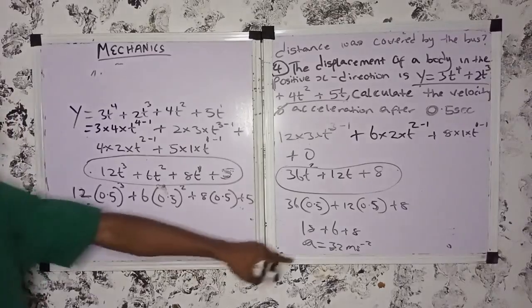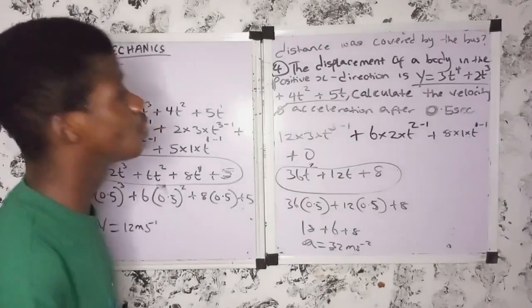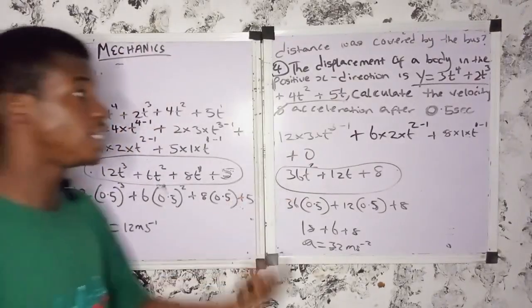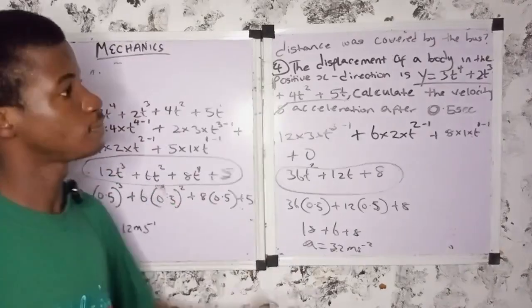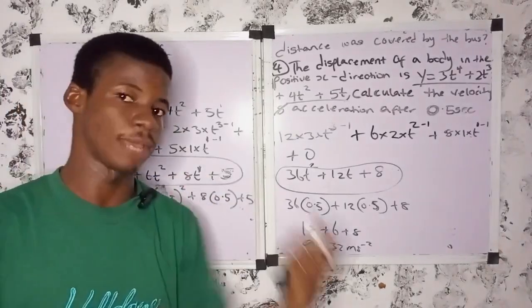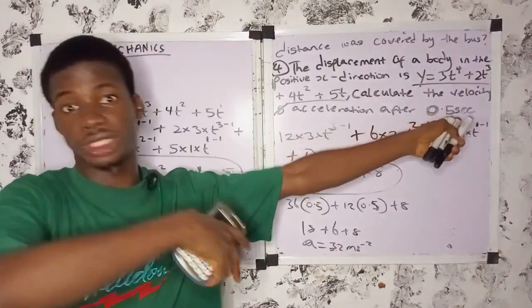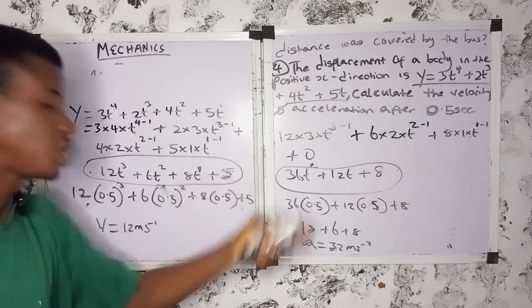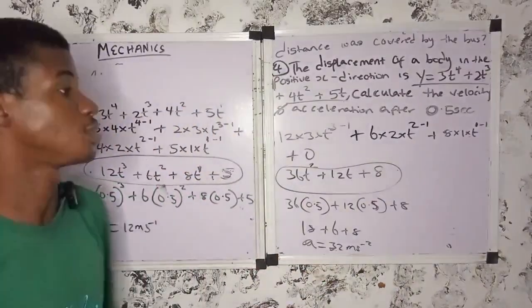So this is the acceleration, this is the velocity. That is how to solve it. Whenever I see any question like this, it's very easy. If they tell you to calculate the velocity, differentiate it once. I've taught you guys how to differentiate. Then for the acceleration, differentiate two times. After differentiating, you just need to add the value of t, then do the math, and you get your answer. Okay, so let's do other questions.